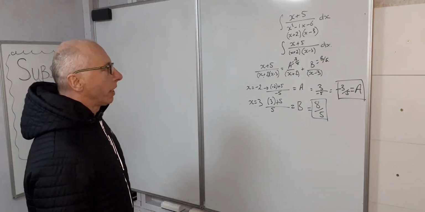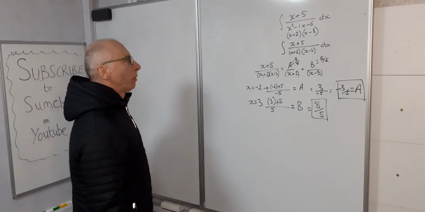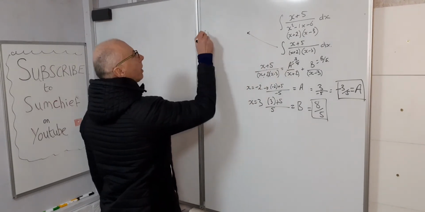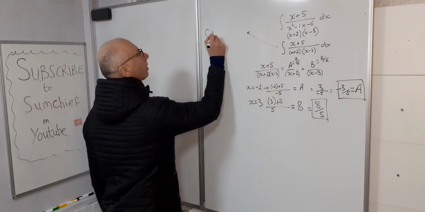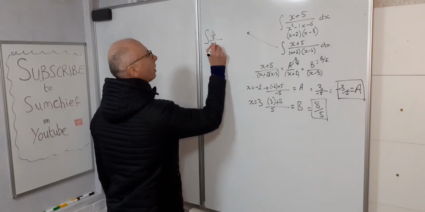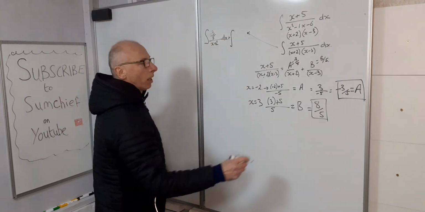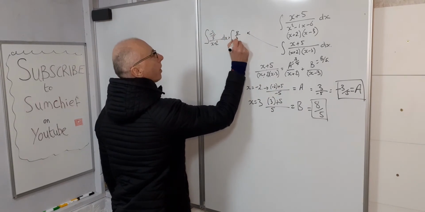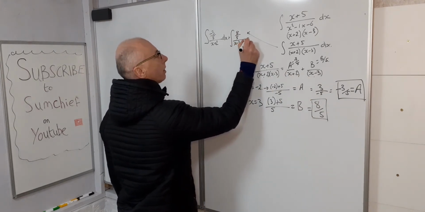Okay, so now we're ready to plug this back into here in this partial fraction decomposition. We could be ready to integrate. Let's have a look what we've got. So this now equals the integral of a, which is minus 3 over 5, divided by x plus 2 dx plus the integral of 8 over 5, a little bit neater, 8 over 5 divided by x minus 3 dx.